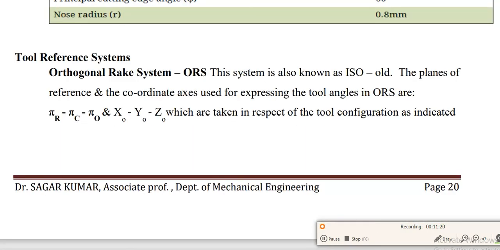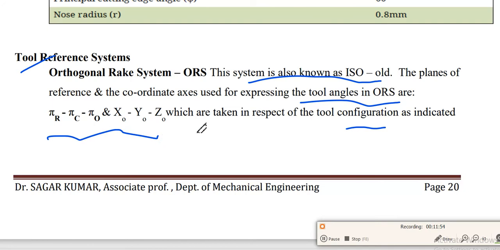Now if we are moving further, we have to study about the tool reference system. So what is in that we will see that orthogonal rake system ORS. This system is also known as ISO old. The planes of reference and the coordinate axes used for expressing the tool angles in ORS system are pi r, pi c, pi naught and x naught, y naught, z naught, which are taken in respect of the tool configuration as indicated. So these are the notations.